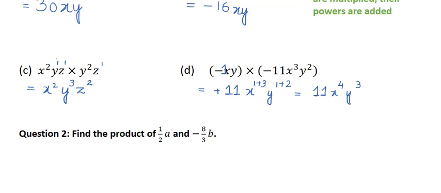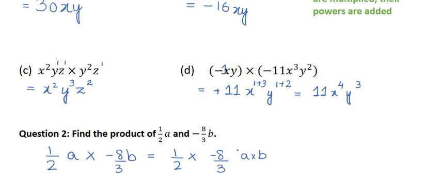Question number 2 is find the product of 1 by 2a and negative 8 by 3b. Since we know that product means multiplication, we have to multiply 1 by 2a with negative 8 by 3b. Since we have studied the rule that we multiply the coefficients together and we multiply the variables together, we can simply write this expression as 1 by 2 multiplied with negative 8 by 3, and a multiplied with b. And we can always use brackets to separate variables and coefficients.